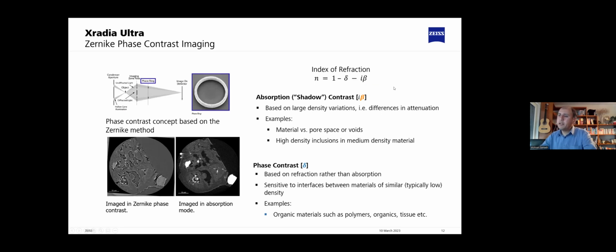The Ultra device is delivering absorption contrast on one side. It is also possible to optionally add the Zernike phase contrast, which is based on refraction and makes it possible to visualize the interfaces much better. An example of this is shown here. You see in this image on the right side the absorption contrast tomography results, while the Zernike phase contrast results reveal in a better way the interfaces and the features inside the material.